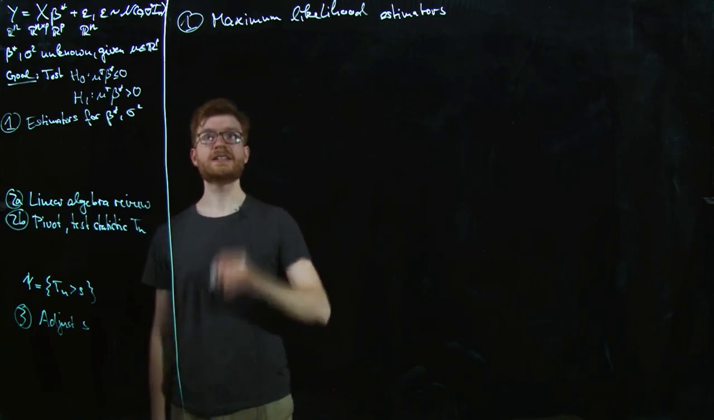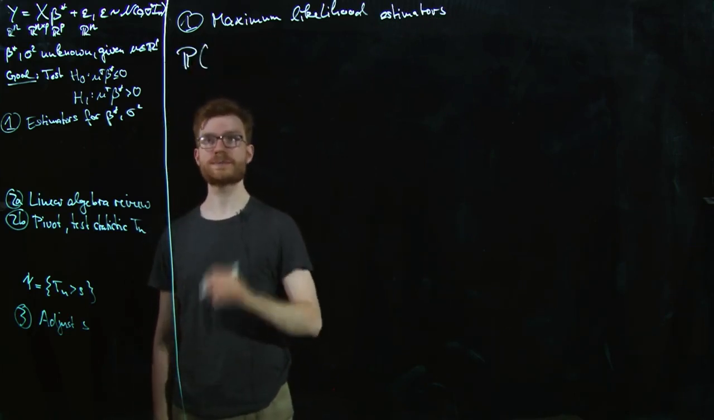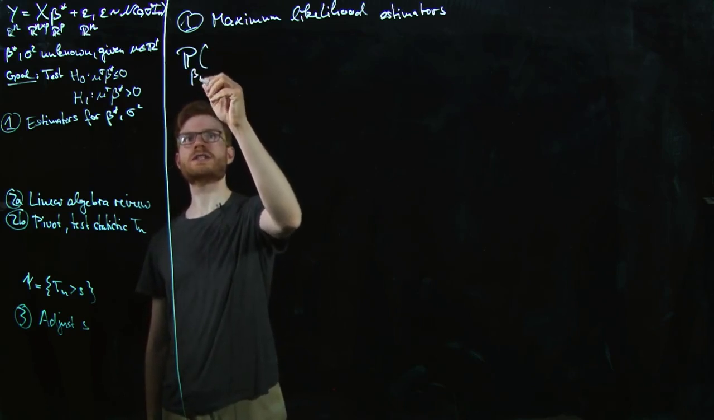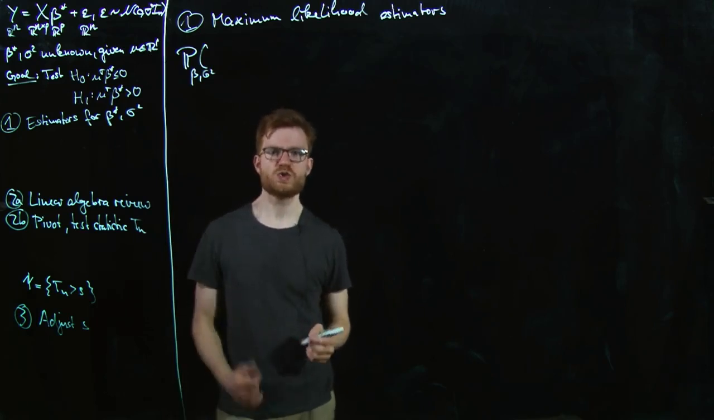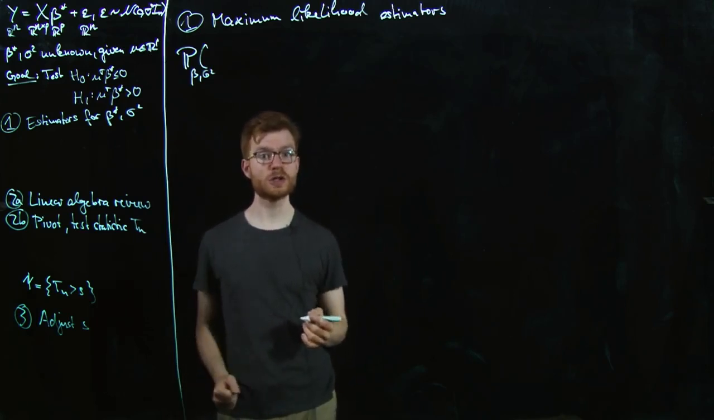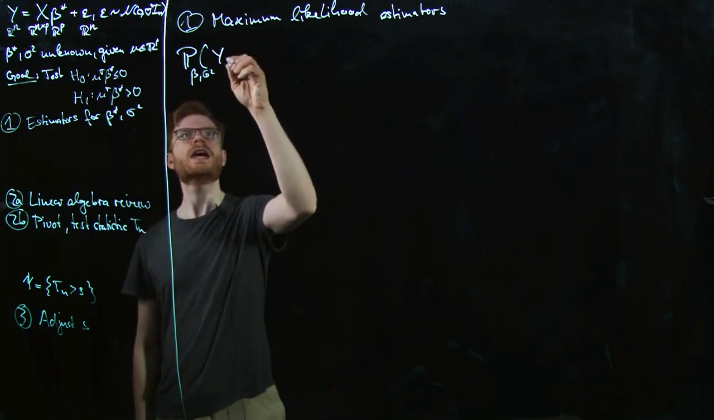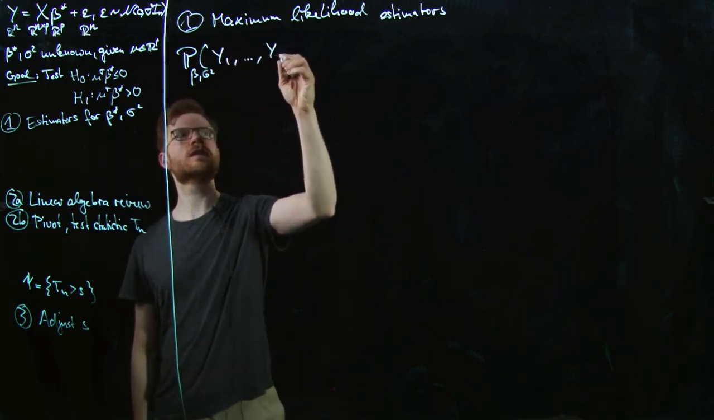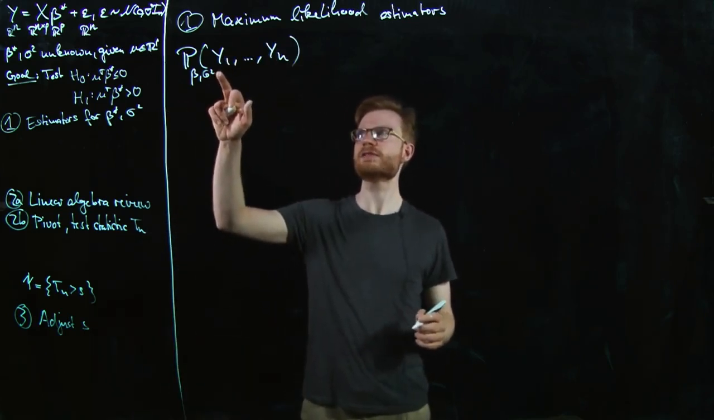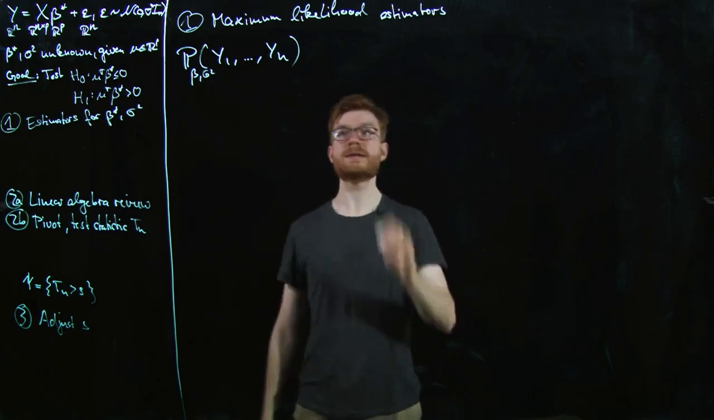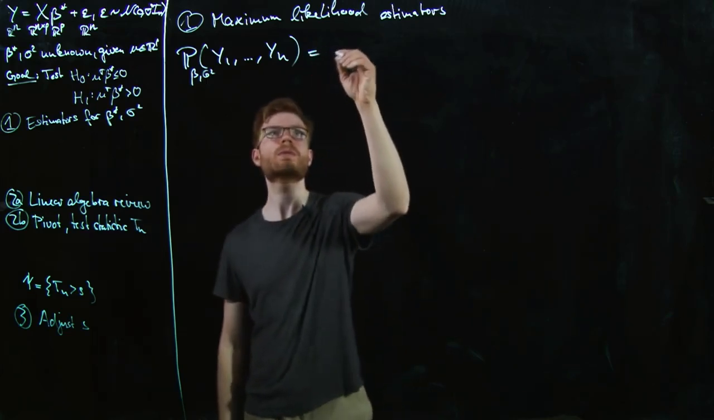OK, so what's the likelihood? Note that x is assumed to be fixed. So it will depend on beta and sigma squared. And let me just write beta instead of beta star to signify that this is not the ground truth we're looking for, but this is a parameter that can vary here. And given y1 up to yn, what's the likelihood? This is a multivariate Gaussian model.